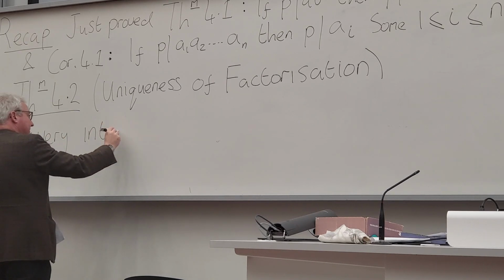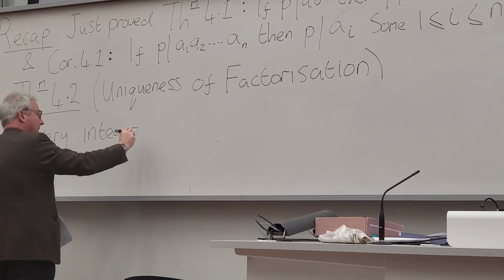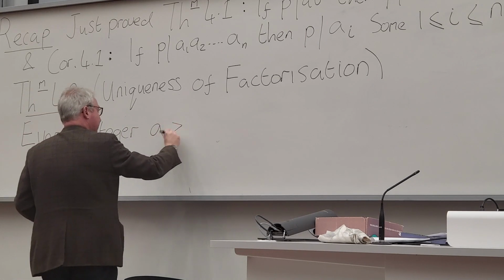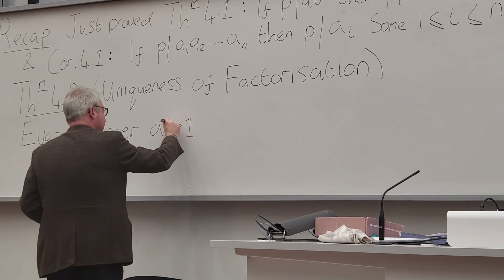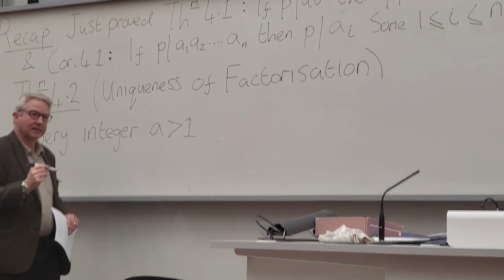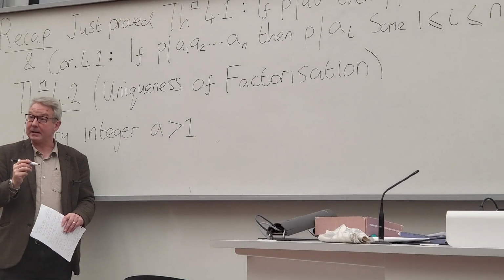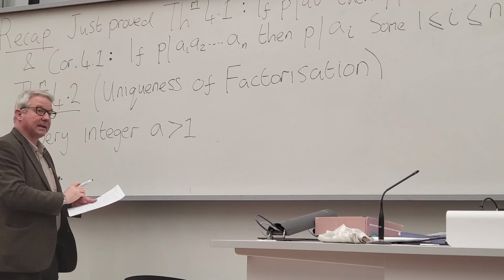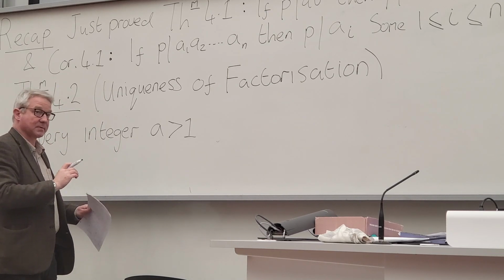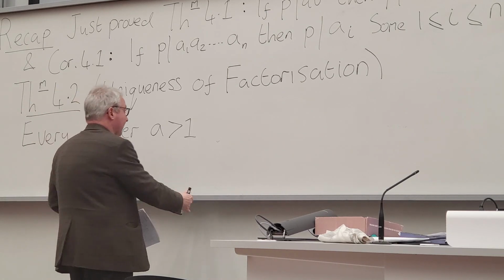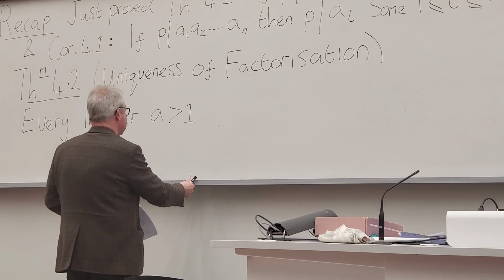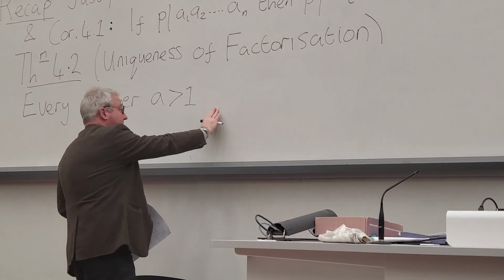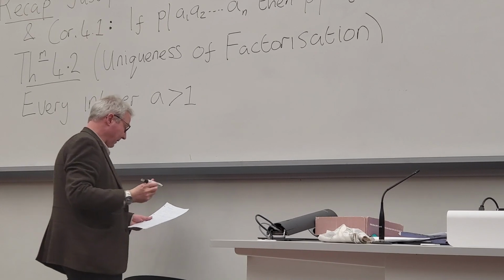Okay, so every integer a, strictly greater than 1. Remember, we don't include 1 as a prime, because if we did, then 1 would have many prime factorizations, 1 times 1, 1 times 1 times 1. It wouldn't be unique. So this is why 1 is sort of above being prime.